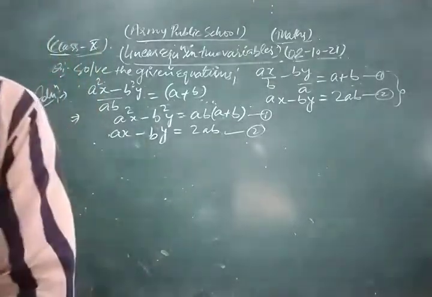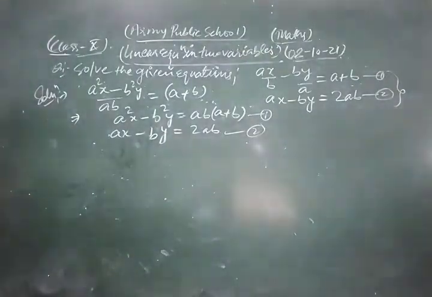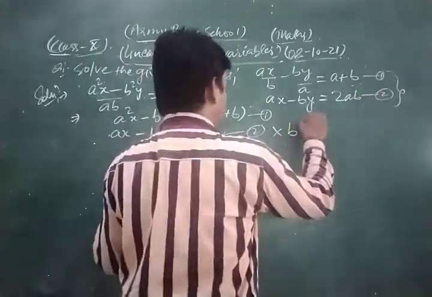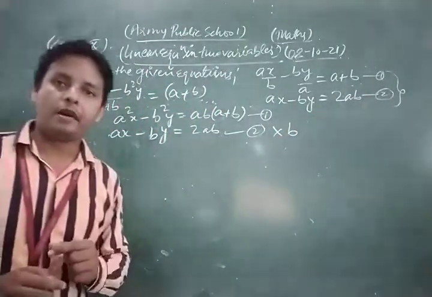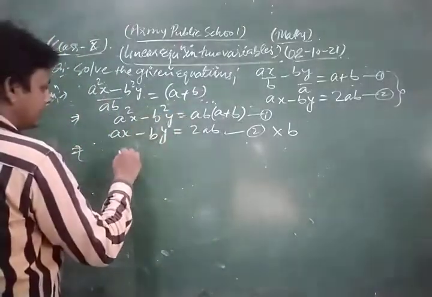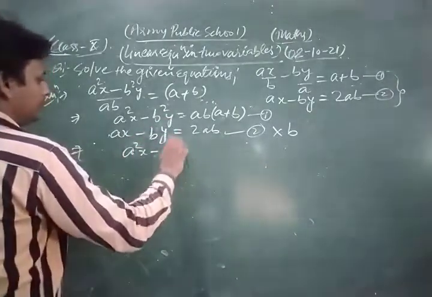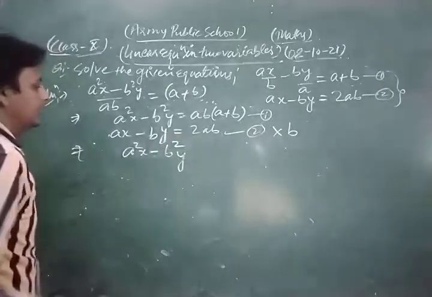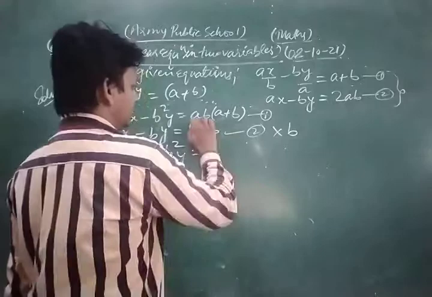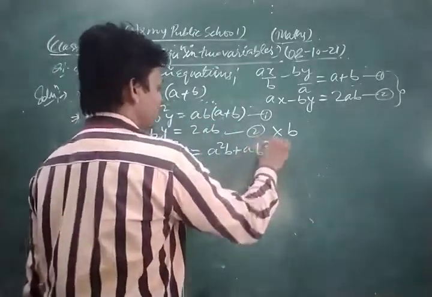For that method, students, look, we multiply equation number 2 by b. So we get, first one written as it is: a square x minus b square y is equal to, multiplying them, a square b plus ab square.